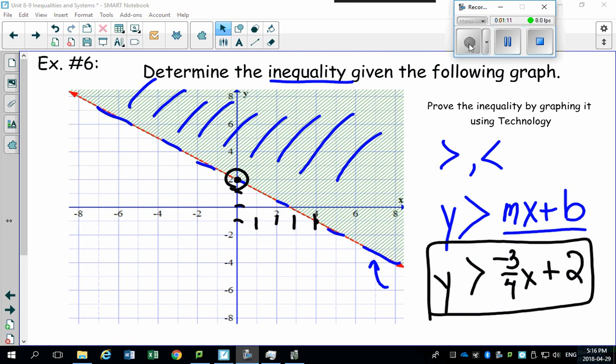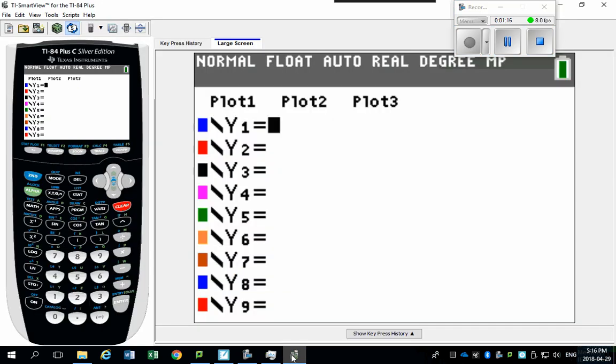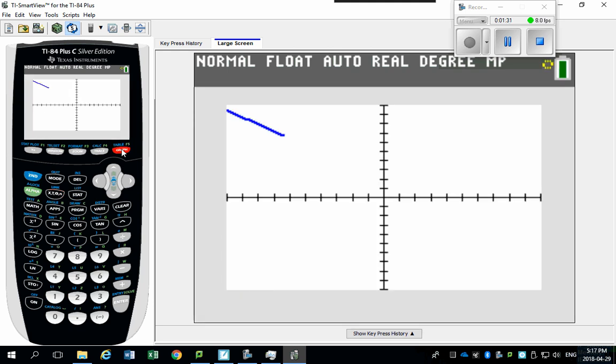Remember, on our calculator, minus 3/4 x plus 2 does not show a dotted line. So this is minus 3/4 x. Always put fractions in brackets. Plus 2. There it is. Okay, graph it. Boom, there's our line. Again, it does not show a dotted line. It shows a solid line.